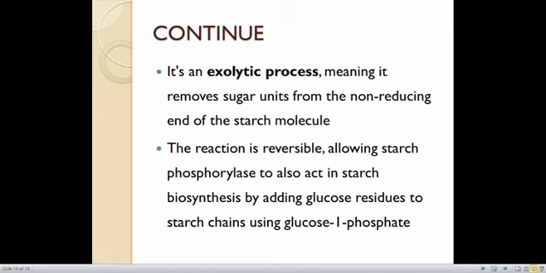And this reaction is also reversible. Whenever we need energy, the starch is converted into glucose 1-phosphate, and whenever there is no need of energy, then glucose 1-phosphate again converts into starch. That's why this process is known as reversible. Okay, products are converted into reactants and reactants are again converted into products. This is known as reversible reaction.